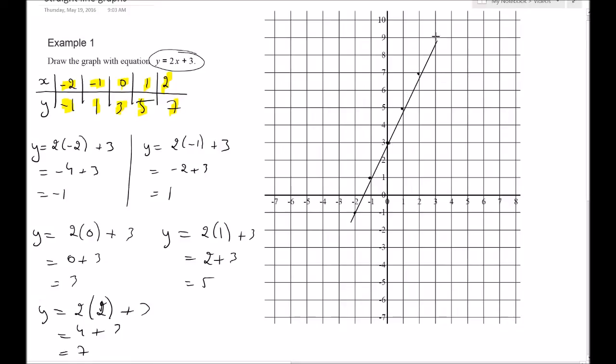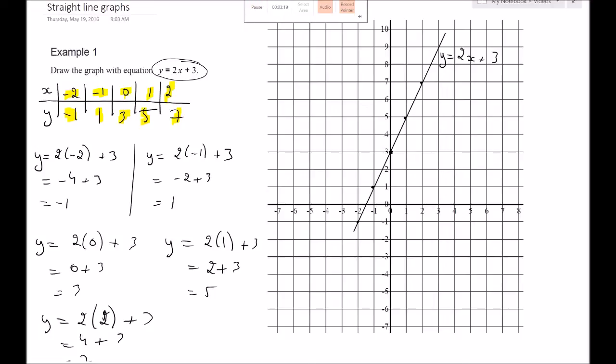Should look something like this. And voila. So this here is now my straight line. I'm always going to label my lines. So this is the line for the equation 2x plus 3. Now, these are linear equations. You have different types of equations that will give you different types of lines on graphs. But for this one, this is a linear equation. It's just a straight line.